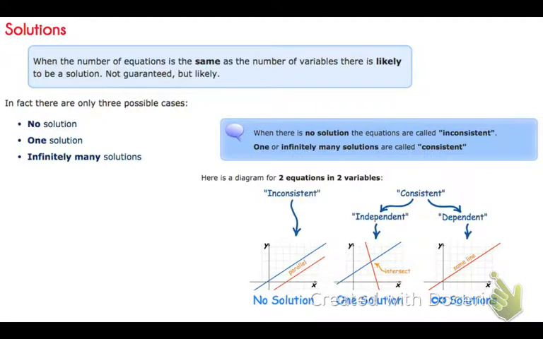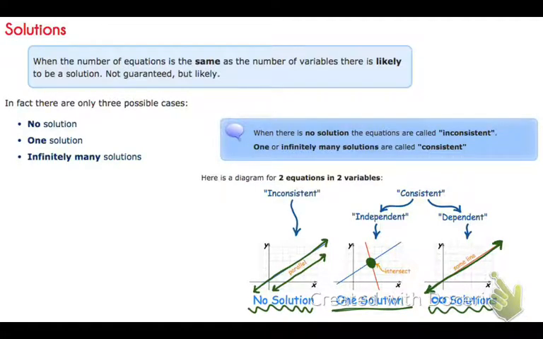Let's just talk about this for a second. When there is no solution, that just means that your linear lines are parallel, which means they are never going to cross. One solution means that they cross at only one point. Or there will be infinite solutions, which means that this is just the same exact line right on top of itself.